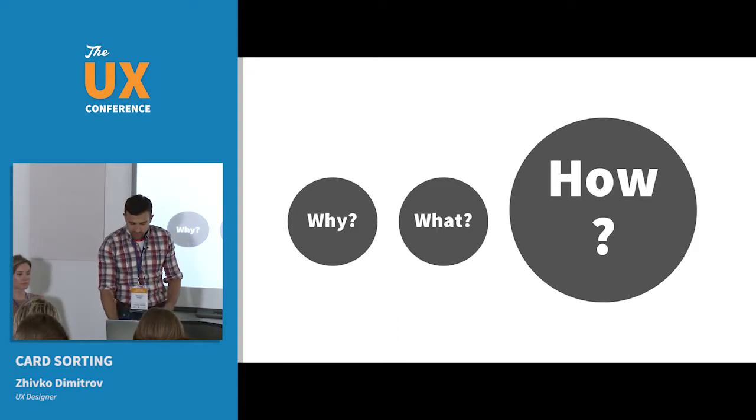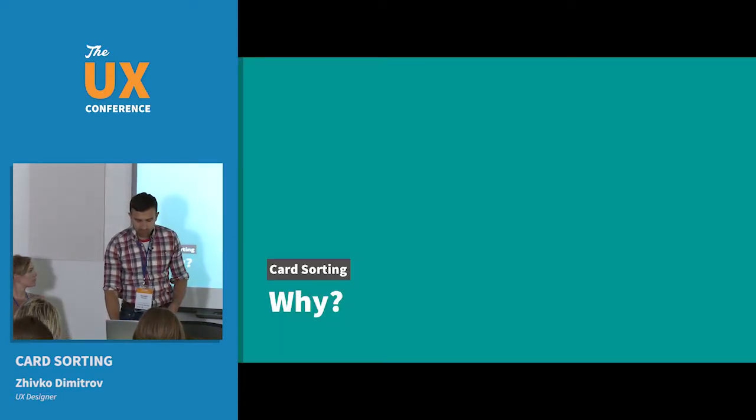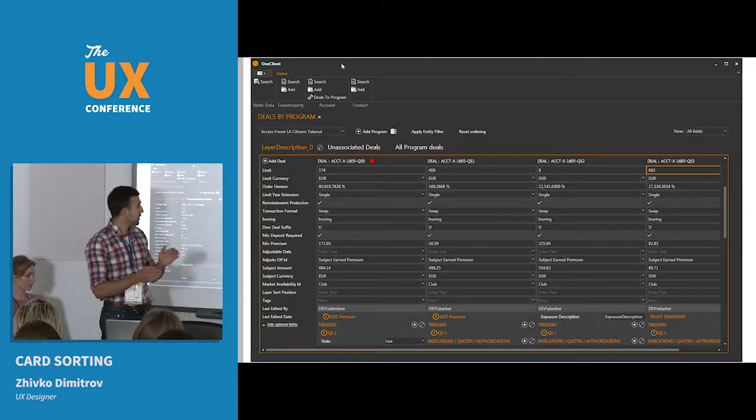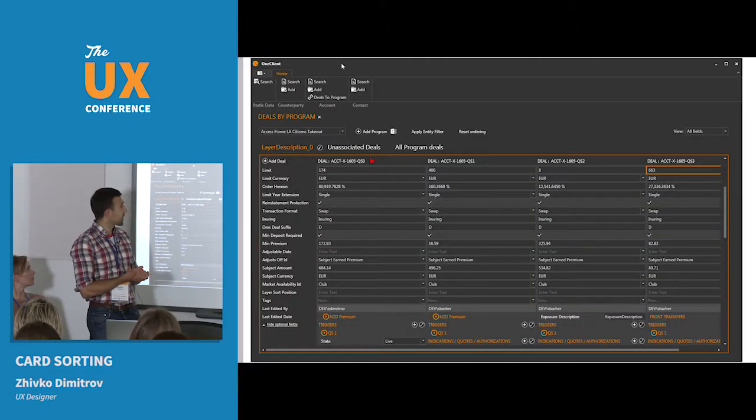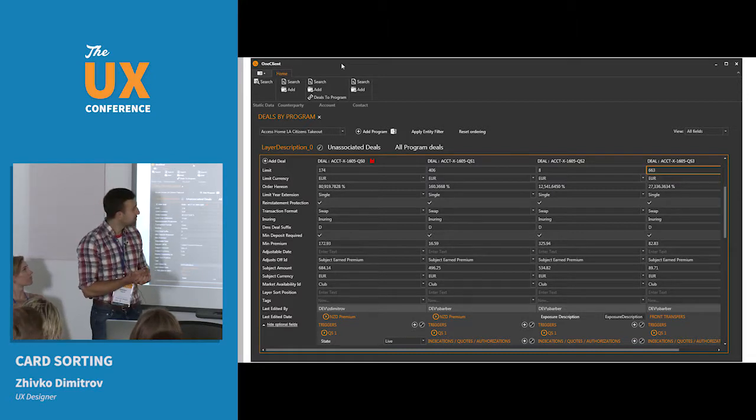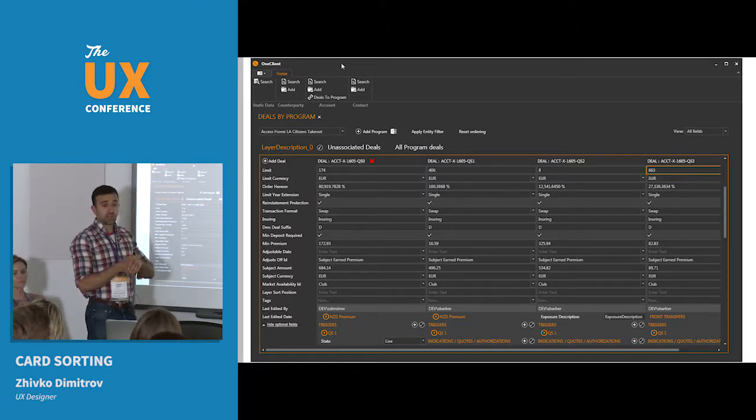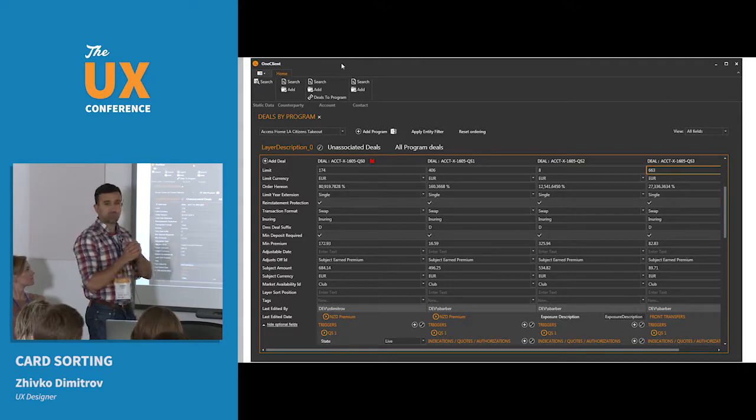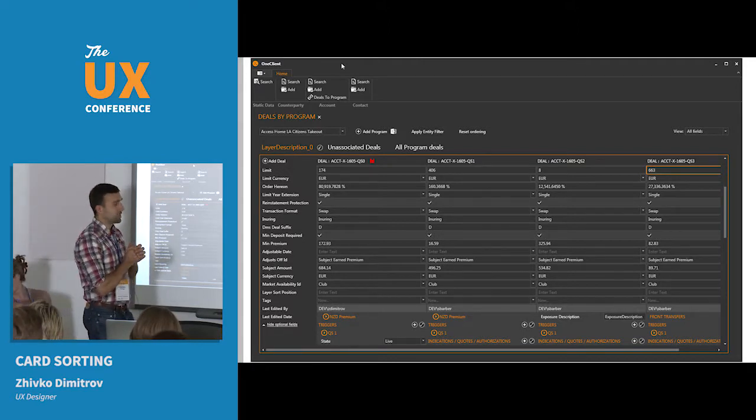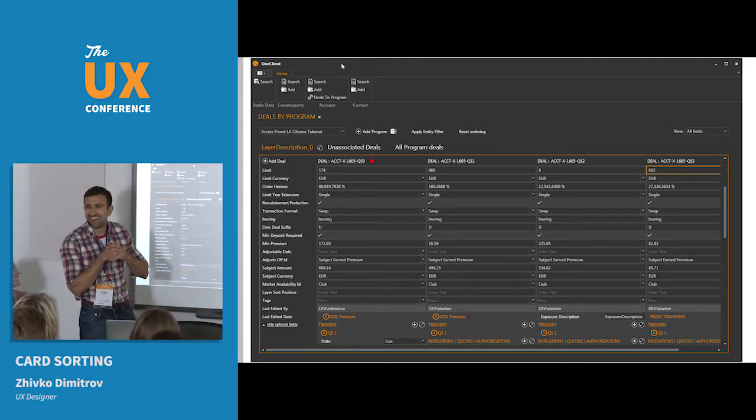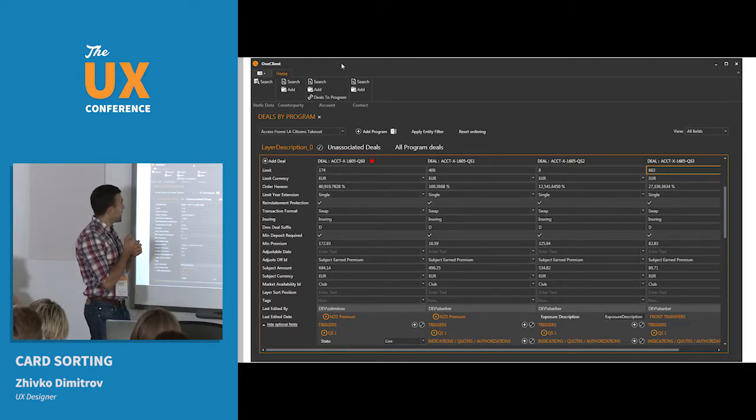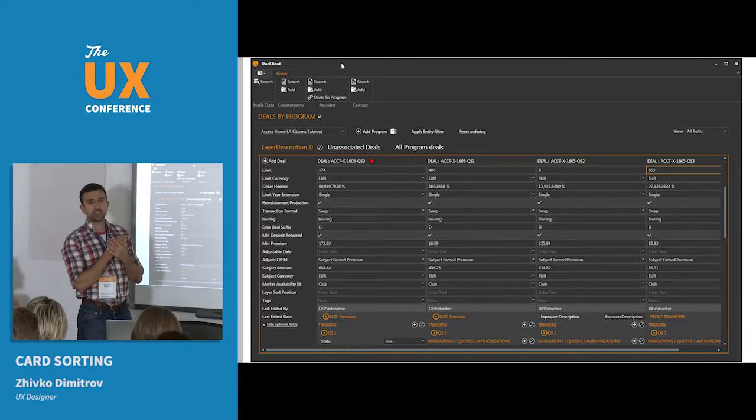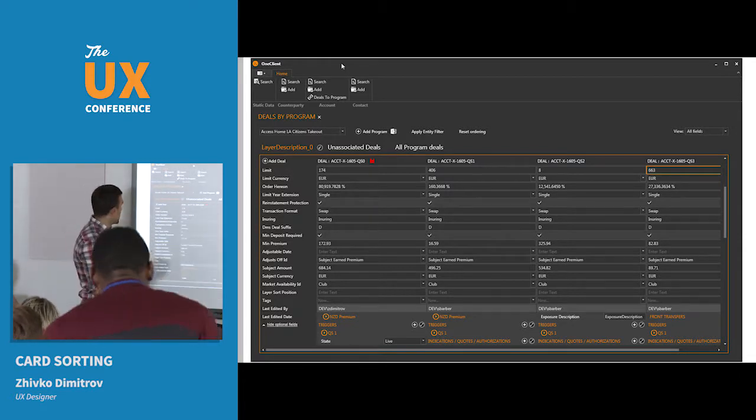All right, so card sorting, why do you use that? So in my current job, when I joined, they showed me this screen and they said, okay, well, thanks for coming in, because we've been working on this UI and we need your help. And so it's a UI for underwriting reinsurance deals.